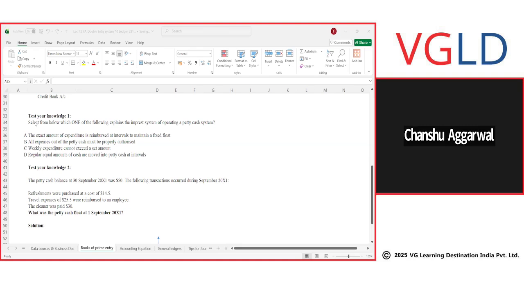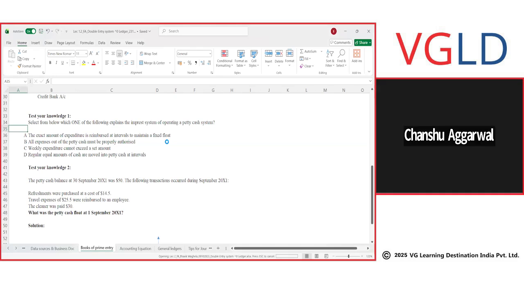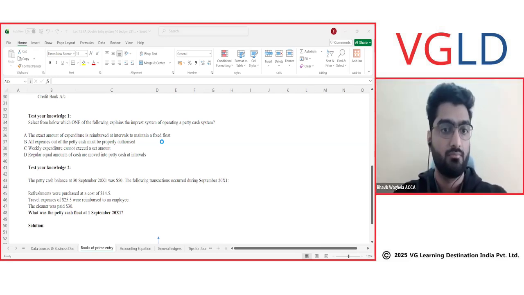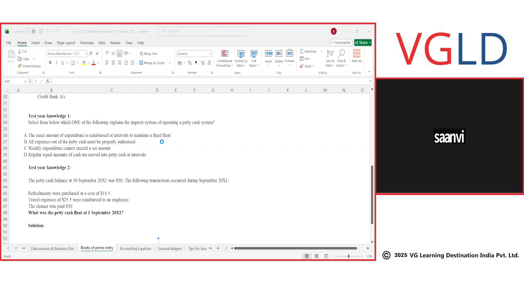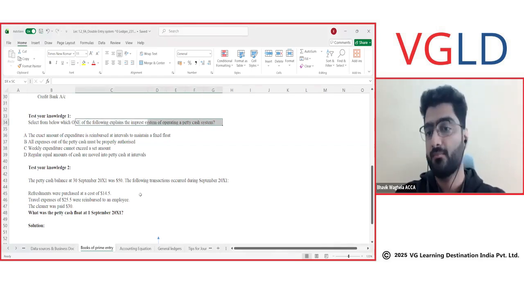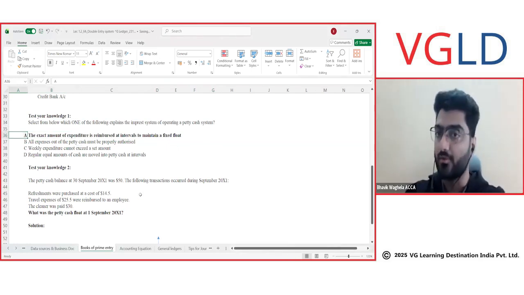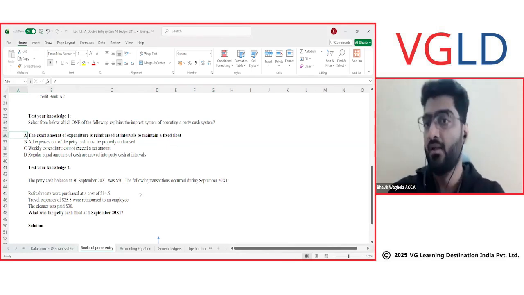The B. Sorry? Sir, B. All expenses out of the petty cash. No. Option A. Option A, perfect. To maintain a fixed float. They are asking about the imprest system, right? The exact amount of expenditure is reimbursed at intervals to maintain a fixed float.